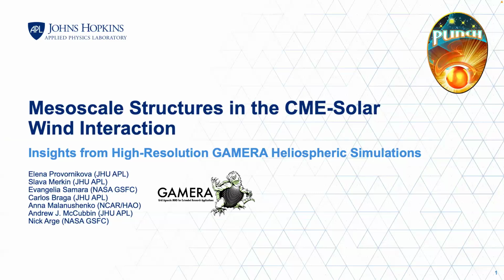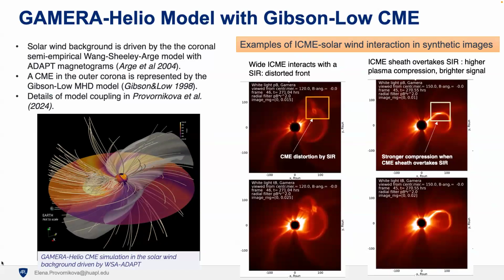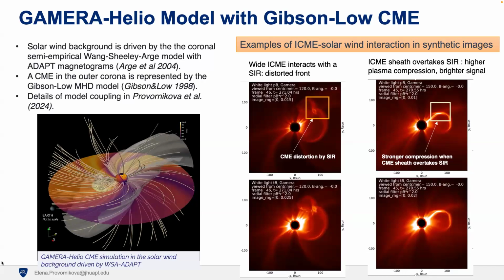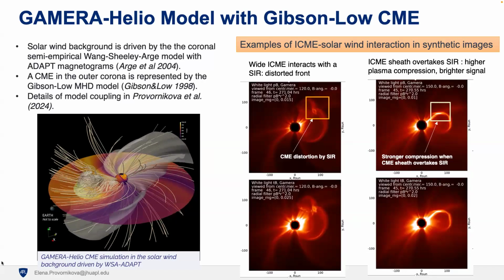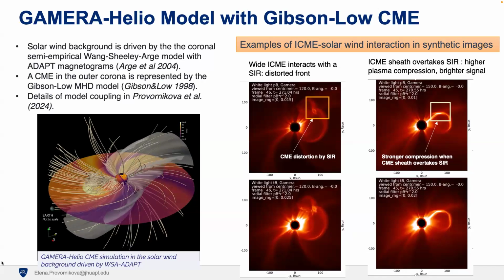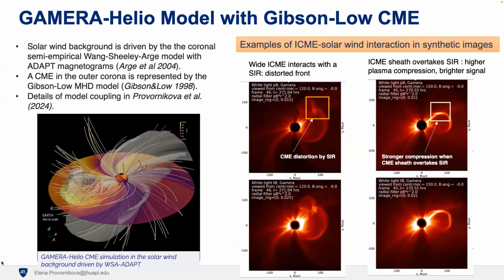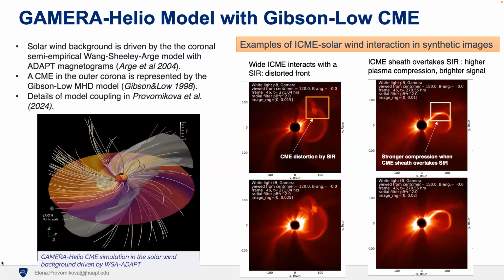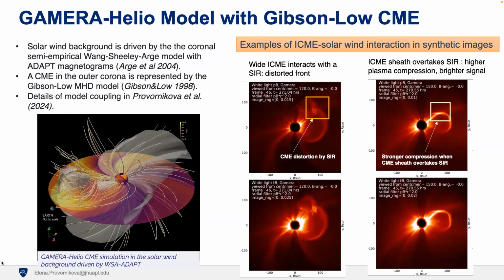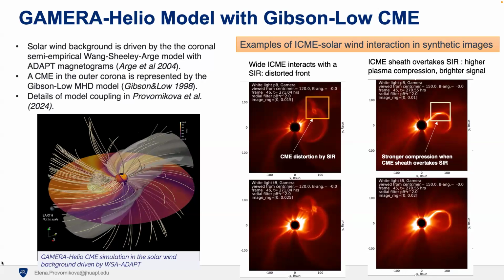Okay, so I'll talk about gamma simulations. I'm a lead developer of the gamma helium model at APL. What I'm going to talk about in these couple slides are CME simulations of coronal mass ejections in the steady state solar wind background for now. The solar wind background is driven by the WSA coronal semi-empirical model, and the CME is represented as a sphere Mach or a tethered sphere Mach, which is described by the Gibson law CME model.